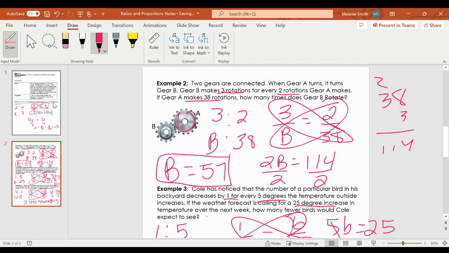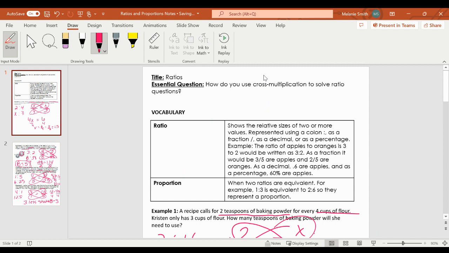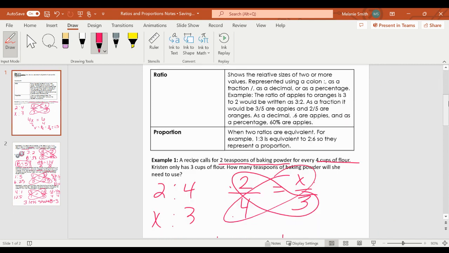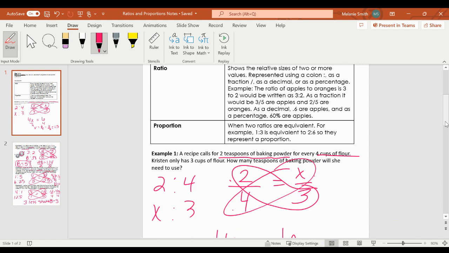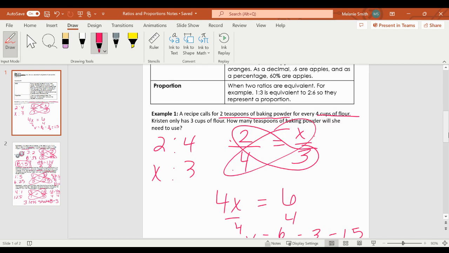Okay, and that's it. So to recap real quick, to use cross multiplication to solve ratio questions, you have to set up some division problems. They look like fractions, but they're division problems, because anytime you divide the two pieces of a ratio, you should get the same number. So 2 divided by 4 should be equal to x divided by 3. So you set up those division problems, you cross multiply and solve for your missing variable.